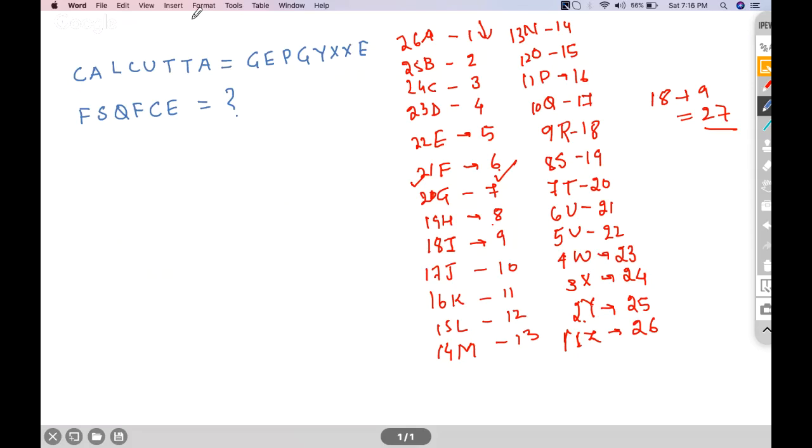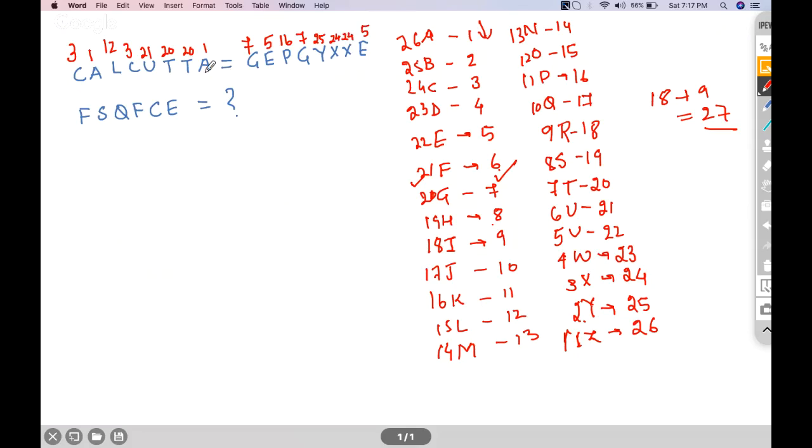Okay, so if you look at the numbers over here, this C is 3, this C is 3. A is 1. L is 12. Again, C is 3. U is 21. G is 7. 5. P is 16. G is 7. Y is 25. X is 24.